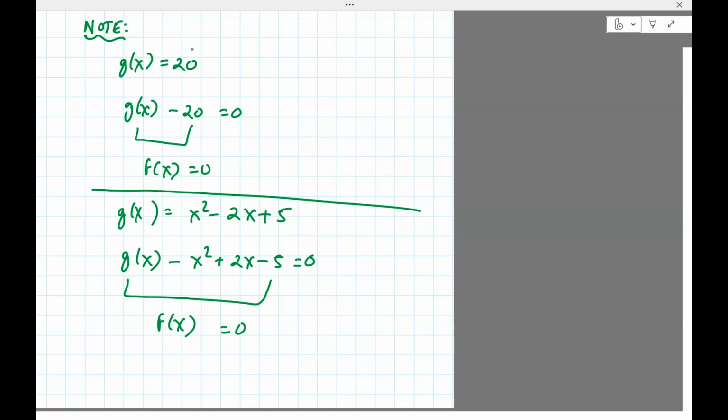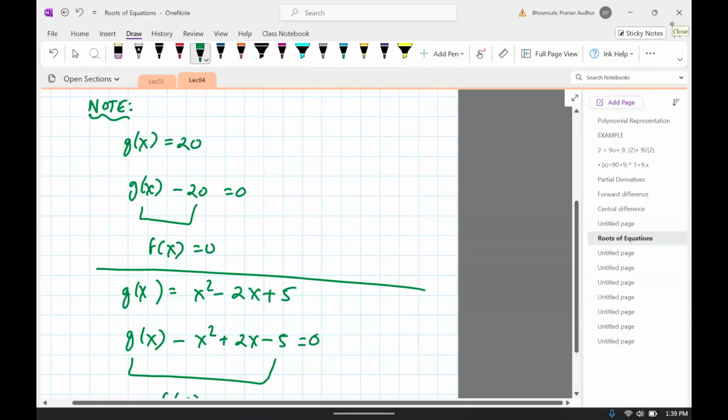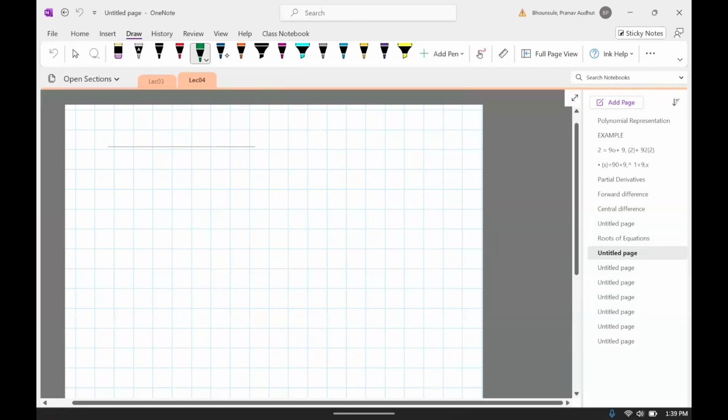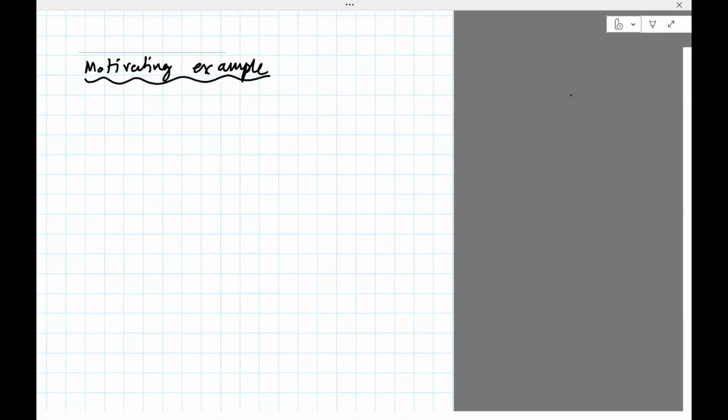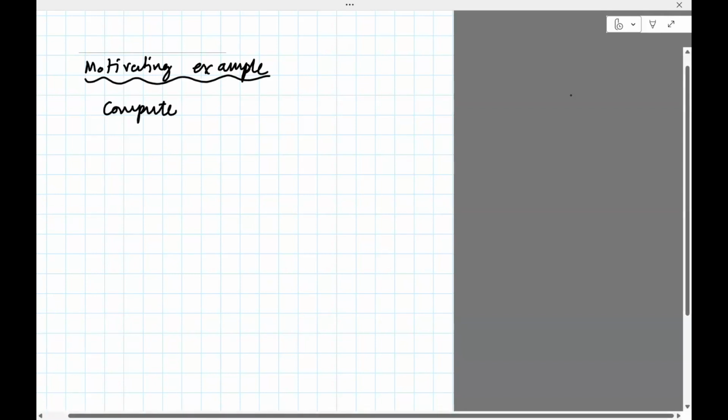Before we actually get into the numerical part of it, let's think about how we might solve this problem if we had not taken this course. Here's a motivating example. Compute x such that f of x equals x squared plus x minus 2 equals 0. A quadratic equation. You have to find the roots of a quadratic equation.